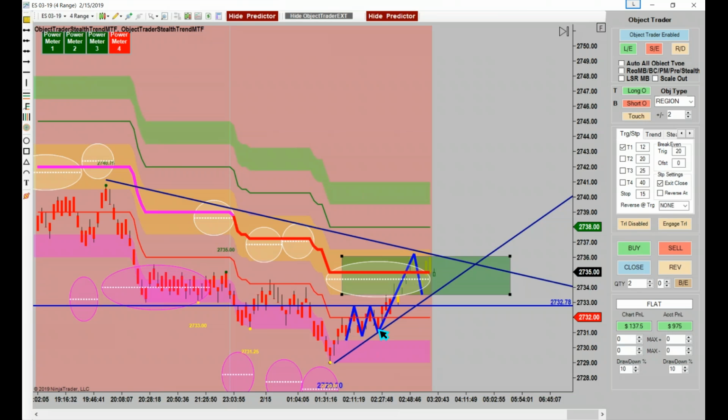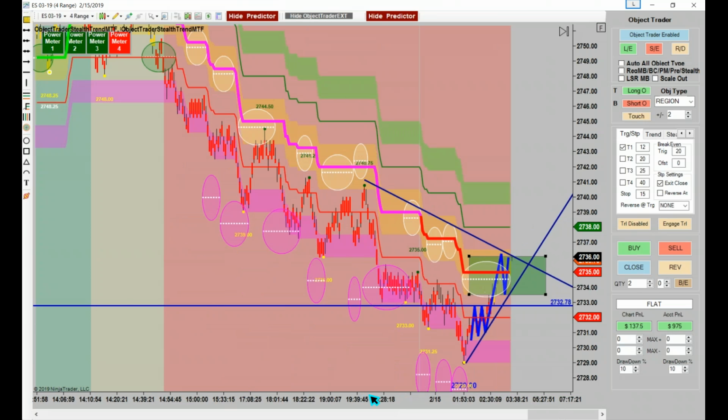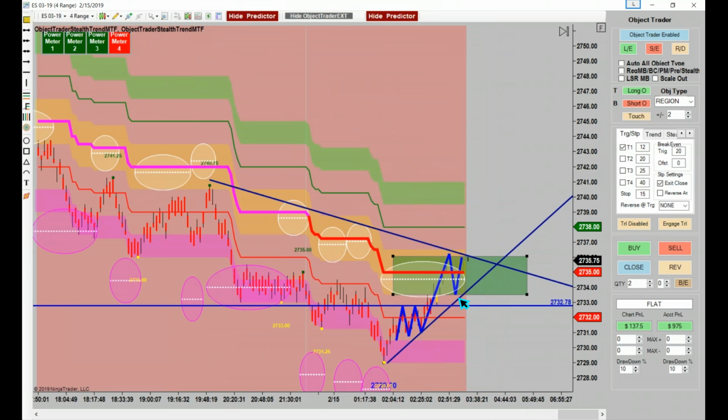Okay, see how this is thrust, retrace, thrust. It even took out the lightning swings over here to the left. So this more than likely would be a trend change. We'll see. Now you could readjust your box like that. See the swing?